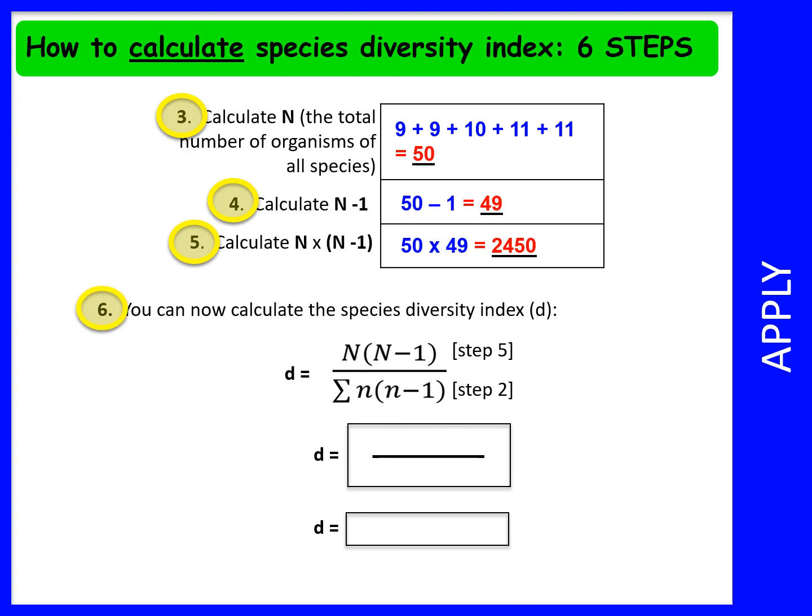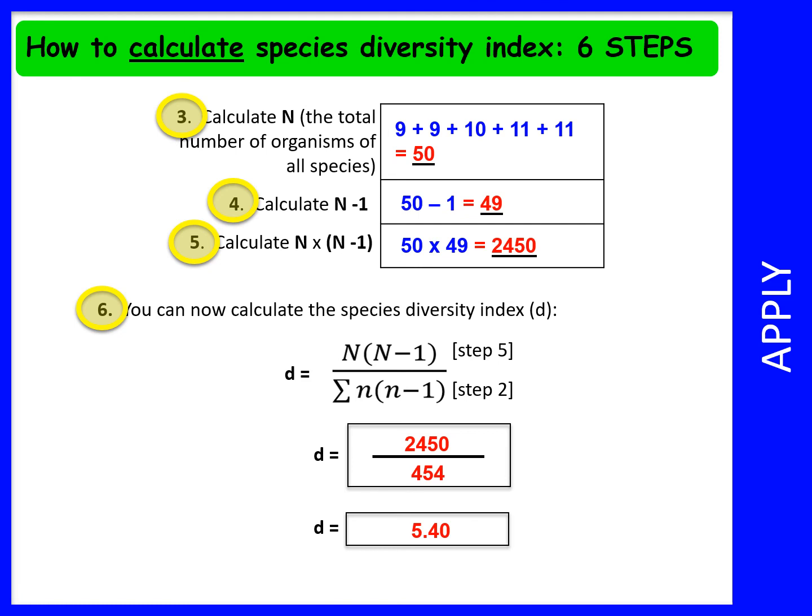So we can then actually input the values. We've got that on the top. And then we had 454 at the bottom when we actually added up the individual calculations for each of the different species. And that will give us an index of diversity of 5.4.